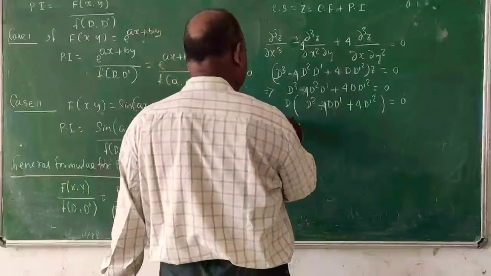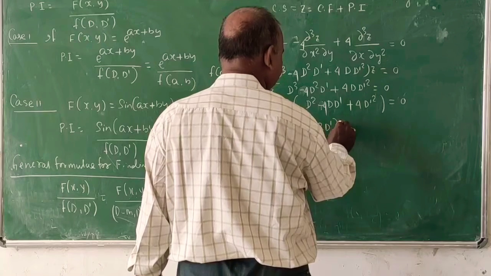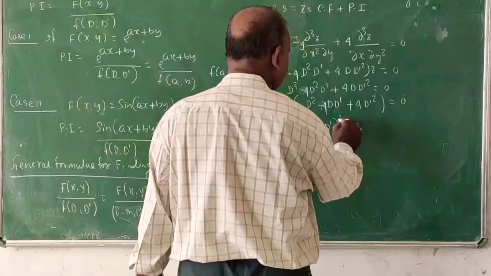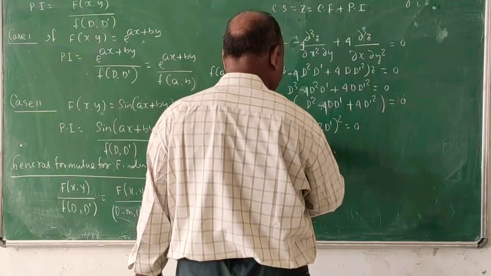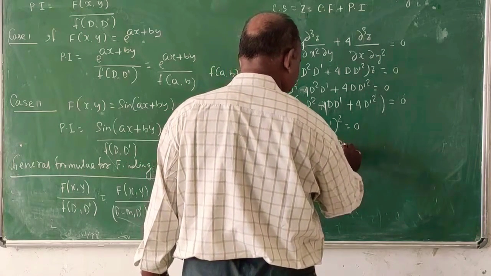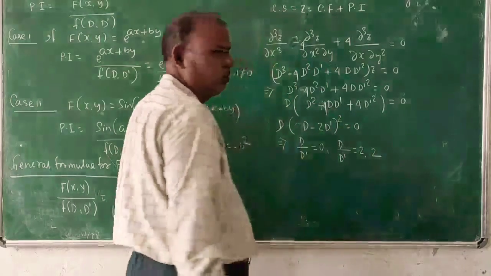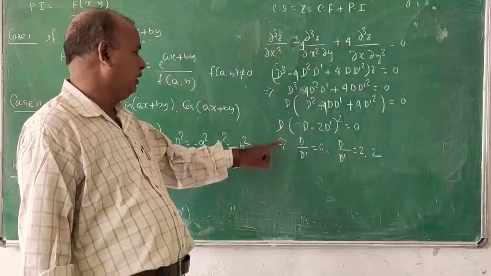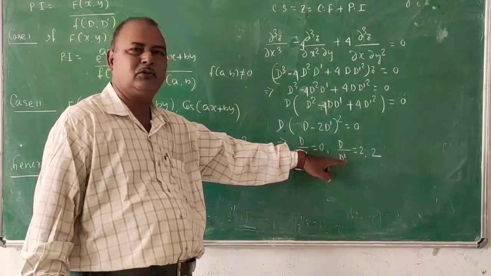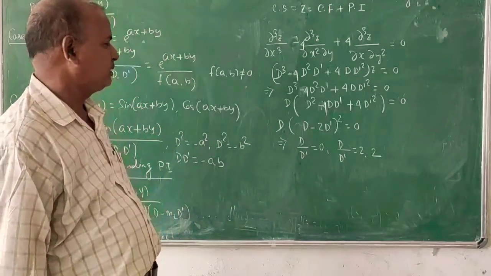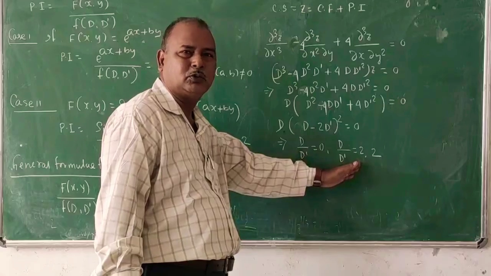So I can write this as D into 2 times D dash whole square is equal to 0. So this implies that D by D dash is 0 for one part, and D by D dash is 2 for another. D is 0 means D by D dash is 0. This is one root, this is another root. Now you will look, this is coming under equal roots.